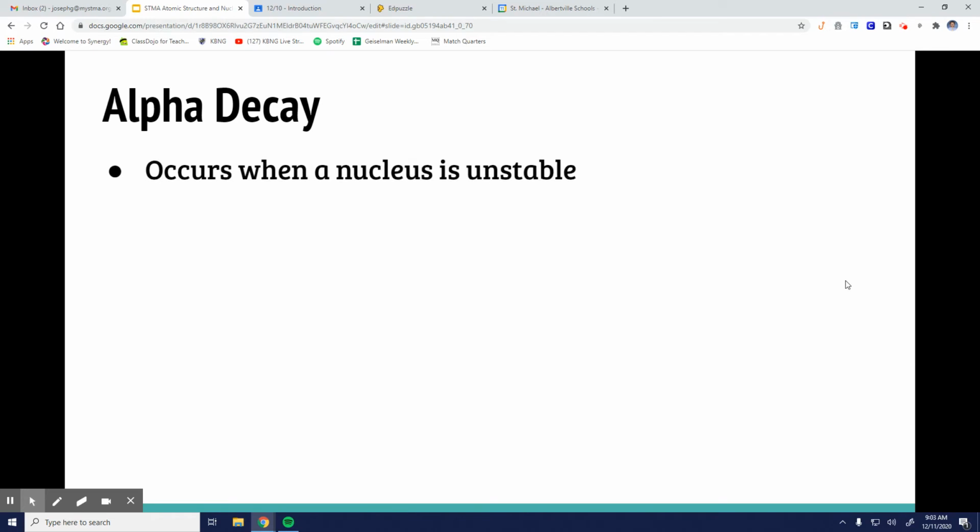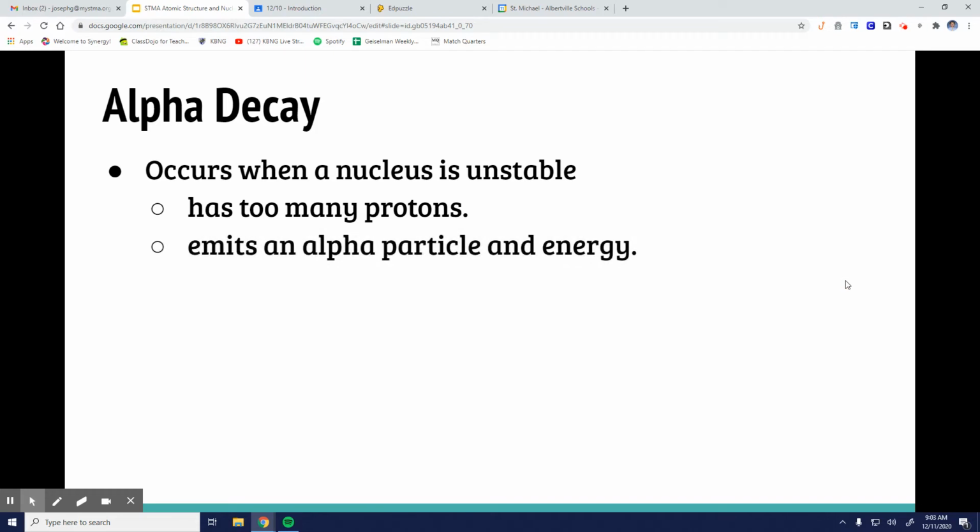How does this actually occur? It occurs when a nucleus is unstable and it has too many protons. So there are certain elements that don't like to remain for a long time. They'll form and then they'll break apart quickly. And this is where alpha decay would occur. It emits that alpha particle and some energy with it.